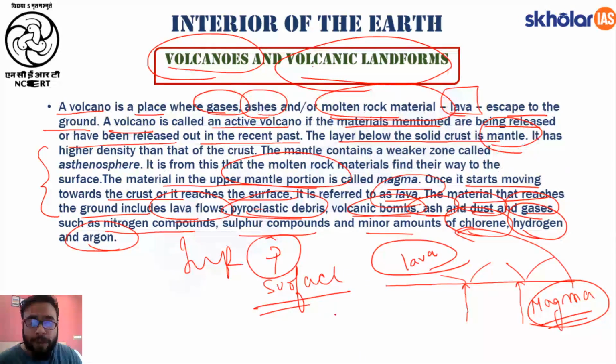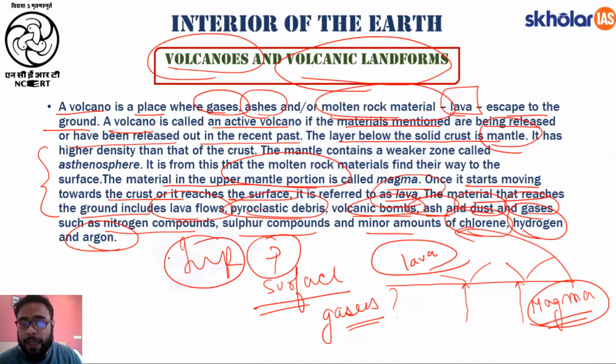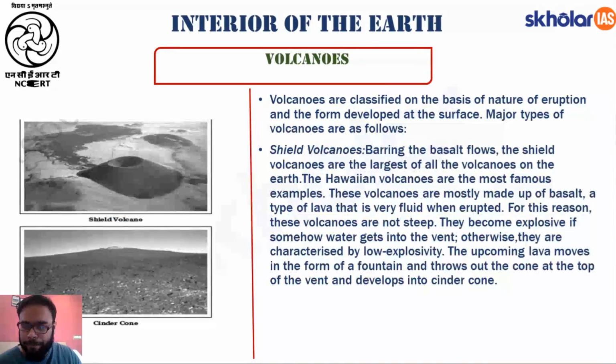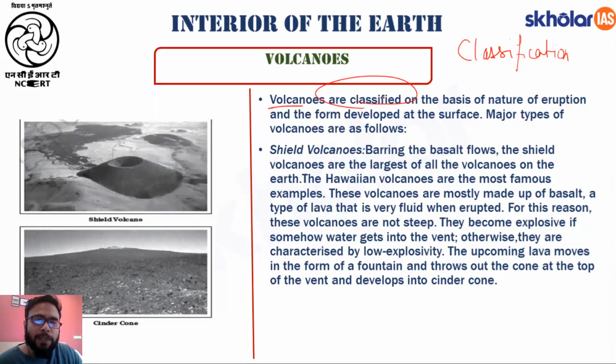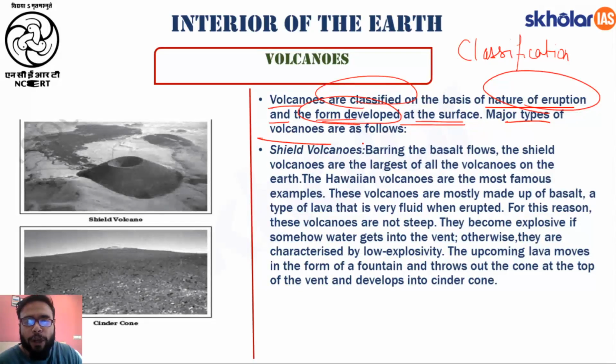What are the different gases which are released during volcanism? This question has been asked in previous UPSC examinations. So I will mark this as very, very important. Kindly try to remember the different types of gases released. Okay, so this was about volcanism and how it originates. Now let us talk about its classification. Volcanoes are classified on the basis of the nature of eruption and the form developed at the surface. So classification is done on the basis of the nature of eruption as well as what kind of landforms are developed at the surface, and based on these the major types of volcanoes are as follows.